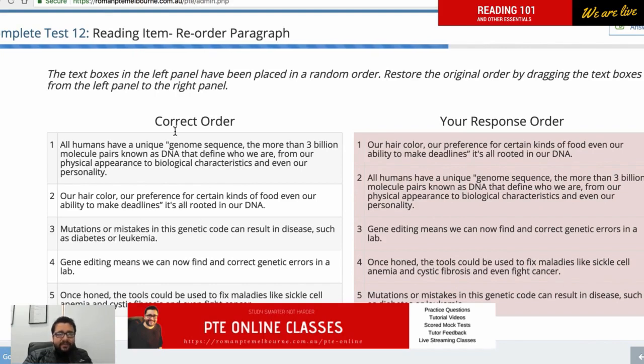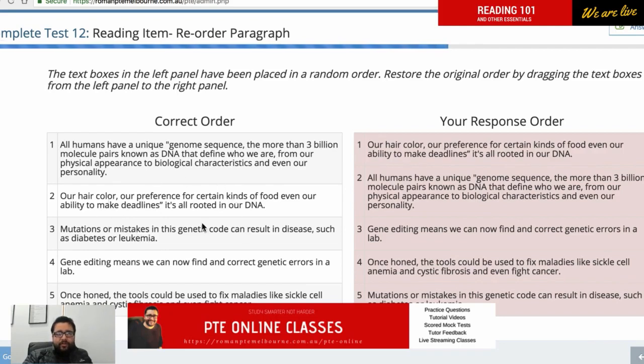in time. So you can see that this gives us a general idea. This gives us the specific examples of those ideas: physical appearance, hair color, biological characteristics, preference for certain kinds of food, even our personality, even our ability to make deadlines. So you can see there is such a close relationship between these two sentences. Now, why 2 is related to 3? Again, look carefully. You'll be able to see this.